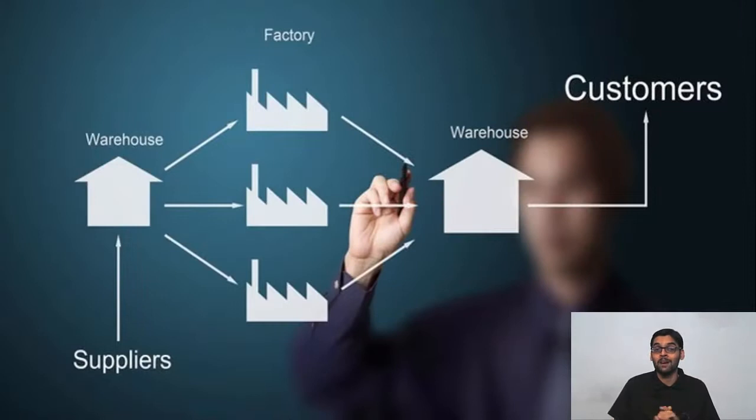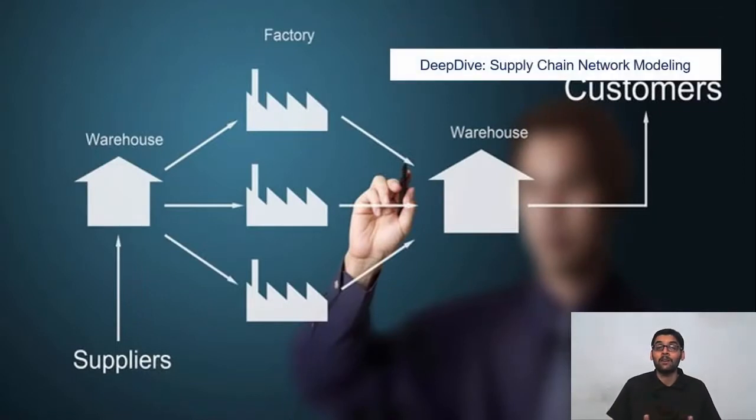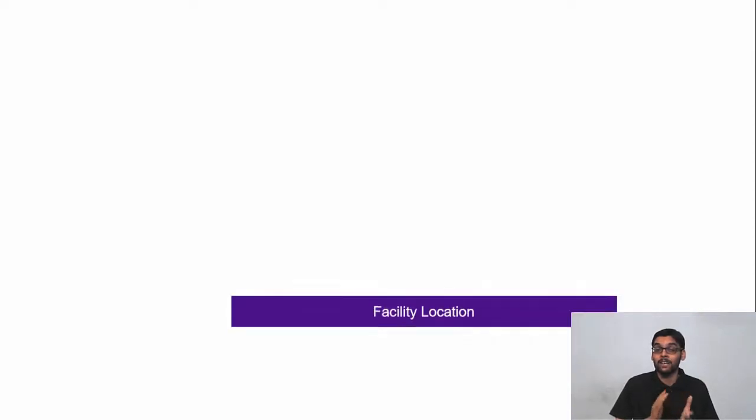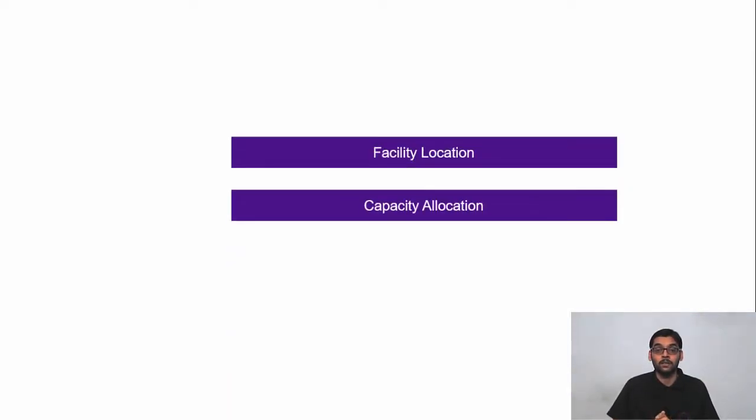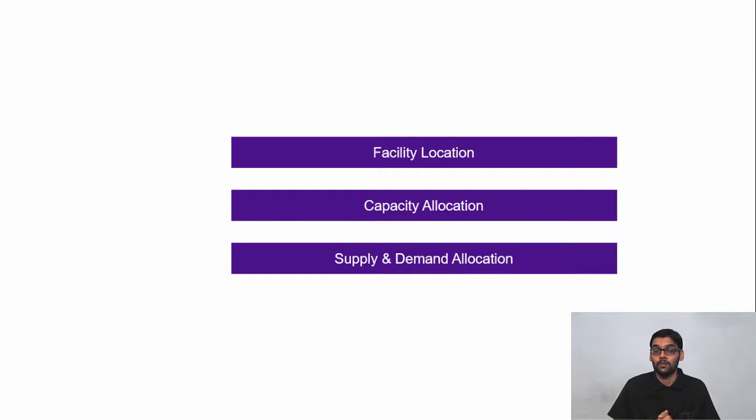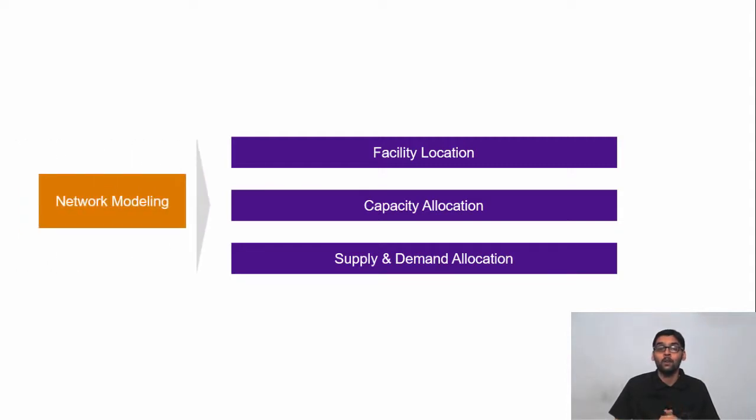Once the basics are mastered, I'll help you deep dive into supply chain network modeling. Here, I'll explain in detail the various components of supply chain network design, which include facility location, capacity allocation, and supply and demand allocation. The main focus in this section will be on helping you learn how to use modeling to make decisions related to these components. Finally, I encourage you to work on the practice assignment included at the end of the section.